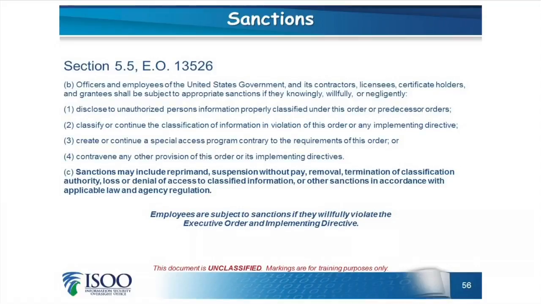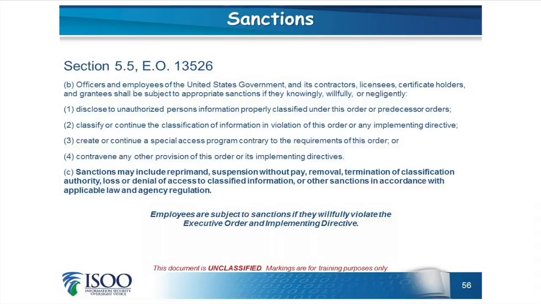information you added. Now that we have finished with markings, let's talk about sanctions if you improperly release classified information. Employees are subject to the sanctions outlined in EO 13526 if they willfully, knowingly, or negligently disclose to unauthorized persons information properly classified under this order or predecessor orders, classify or continue the classification of information in violation of this order or any implementing directive, create or continue a special access program contrary to the requirements of this order, or contravene any other provision of this order or its implementing directives.